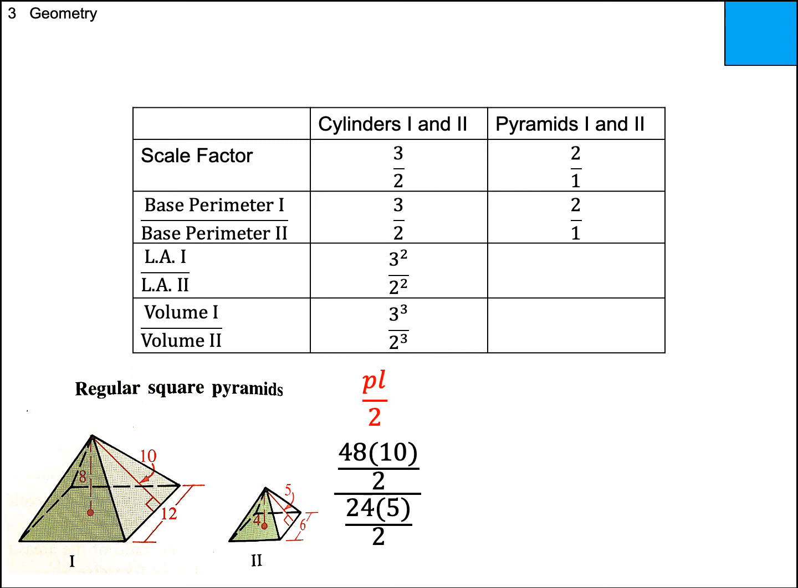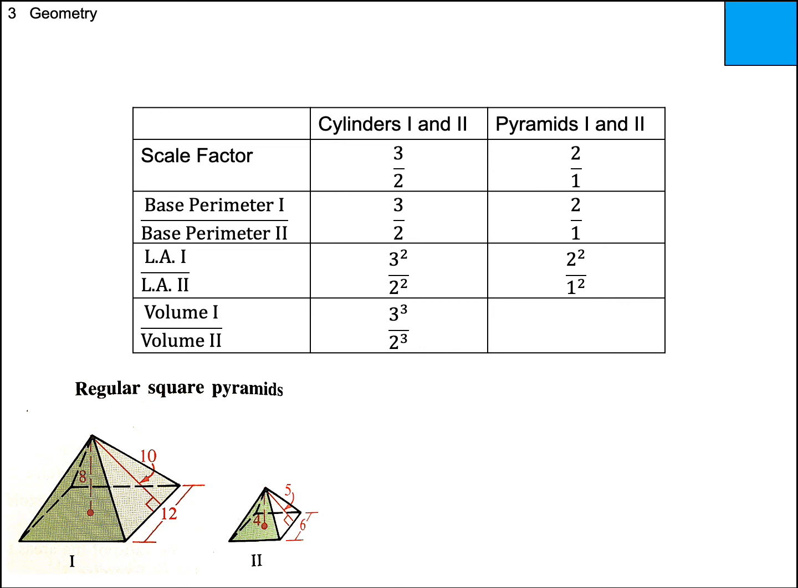The bottom one, notice I'm not going to divide 5 by 2, but I can do 24. 24 divided by 2 is, what, 12, and 12 times 5 is 60. So I get 240 over 60, which can be written as 4 over 1, which is, in fact, 2 squared over 1 squared. So we got what we expected.